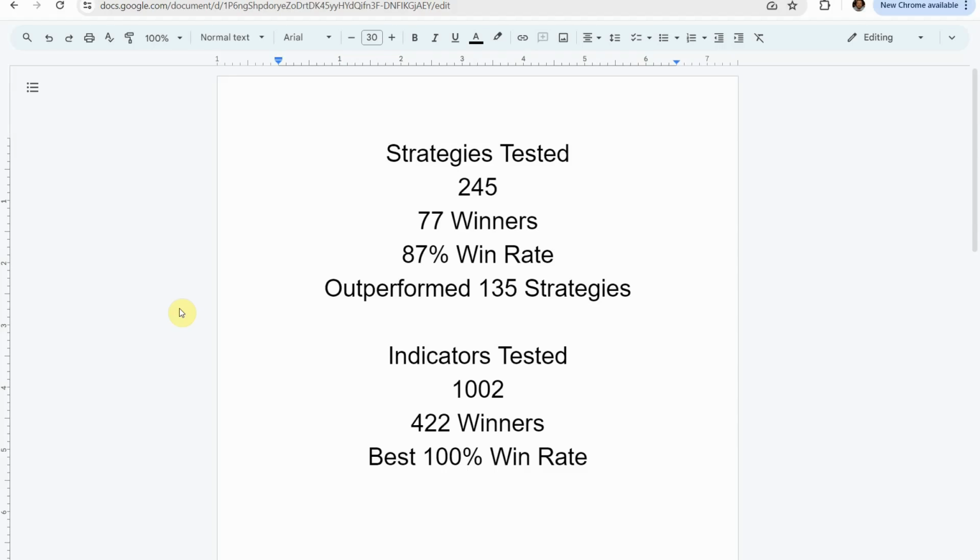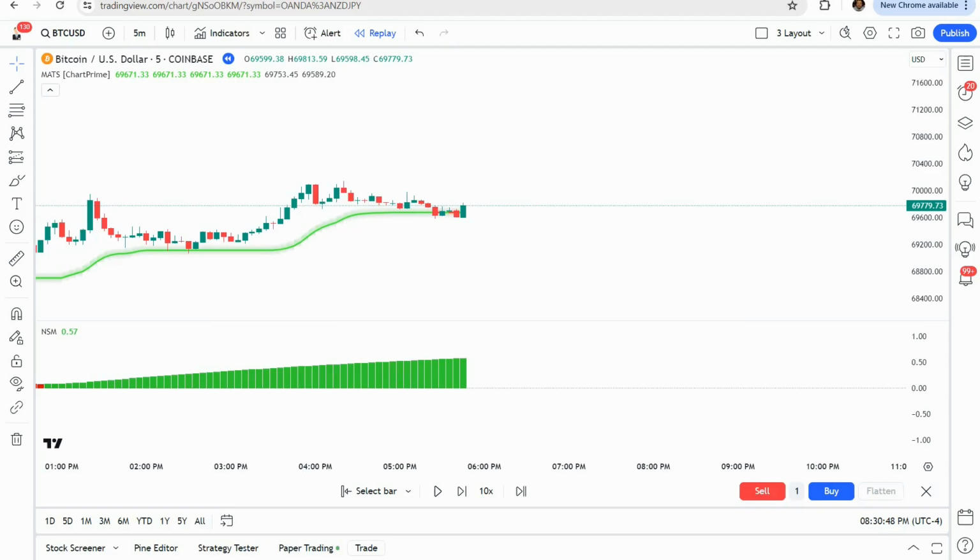And so far, since we've been keeping track, it has outperformed 135 of the other strategies that we have put it up against, every single one so far. We've also tested a total of 1,002 indicators, with 422 of them being winners.